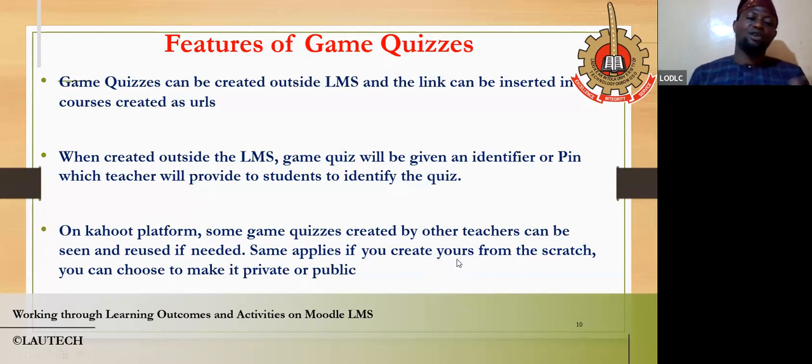Do you understand? Then, when created outside the LMS, a game quiz will be given an identifier or pin, which allows students to identify the quiz. So that's one of the important features of gamified quizzes.